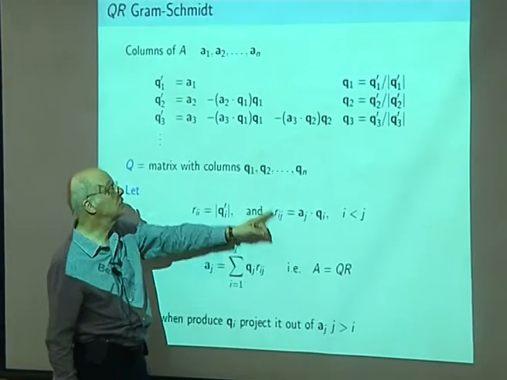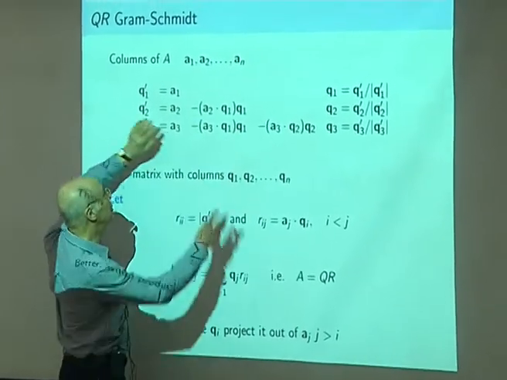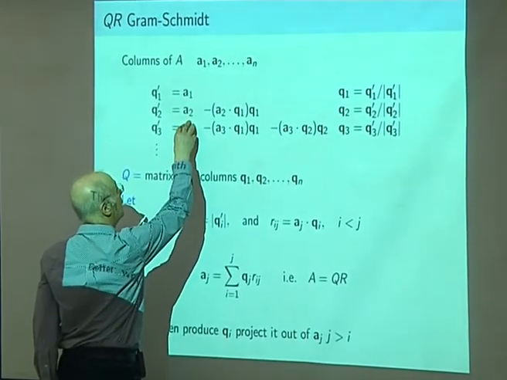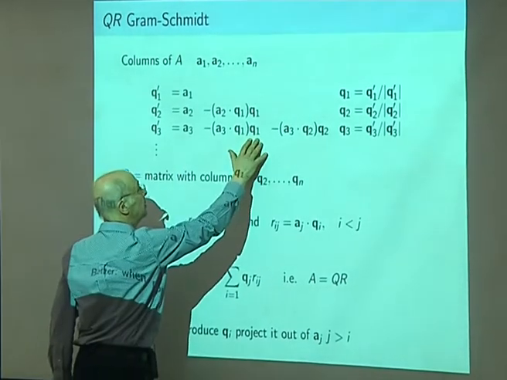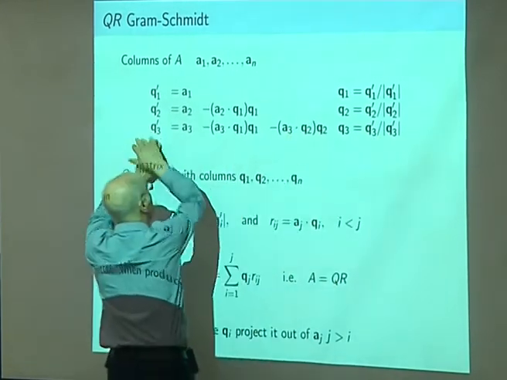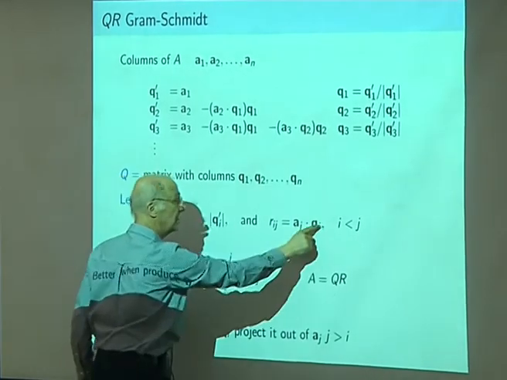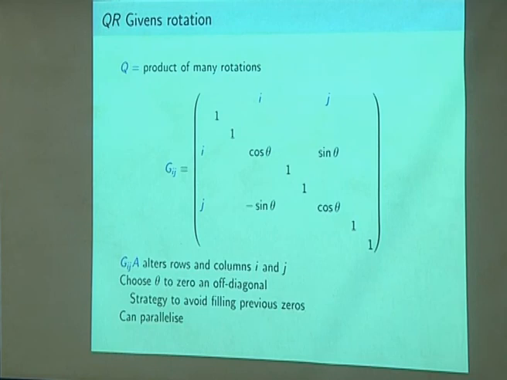And the off-diagonal terms are these projection coefficients. Because if you look at this last equation here, it is saying A3 is equal to this, Q1, this, and then that, put in there. And therefore, the R's are just that. So that's one method of getting A as QR.